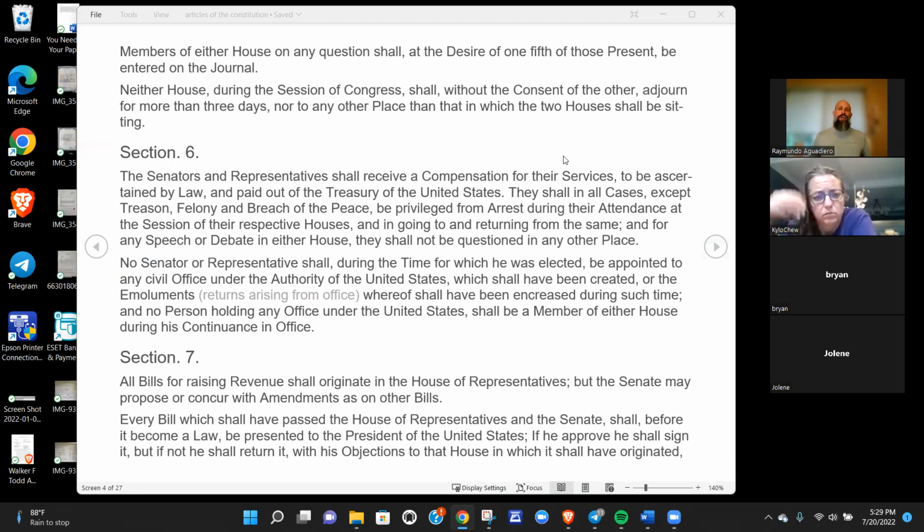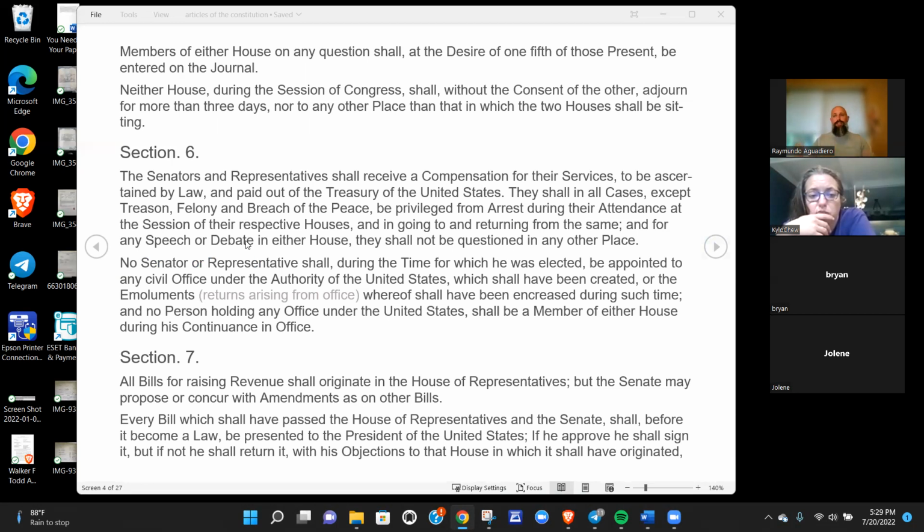Neither house during the session of Congress shall, without the consent of the other, adjourn for more than 3 days, nor to any other place than that in which the two houses shall be sitting. So they can adjourn for more than 3 days if they're in a long session, and the sessions go super long. All right, section 6.